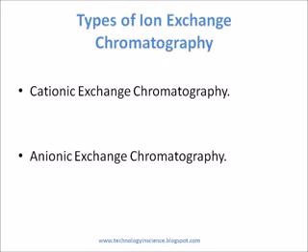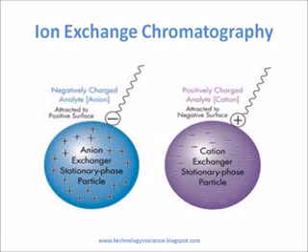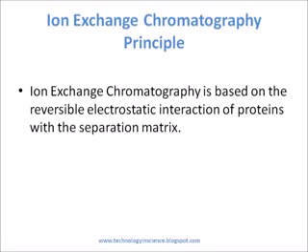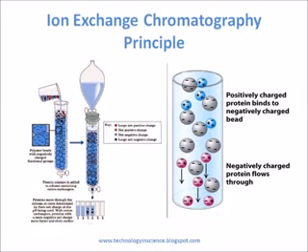Based on the ion exchange, chromatography can be classified into two types: cation exchange chromatography and anion exchange chromatography. The principle of ion exchange chromatography separation is the reversible interaction of charged species with the ion exchange matrix.